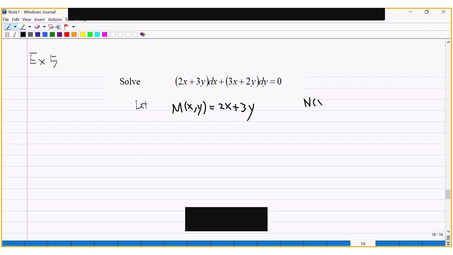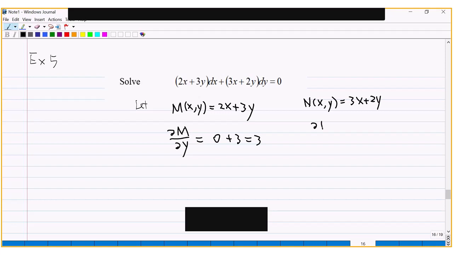Then N = 3x + 2y. Right, so hopefully this is exact. How do you know this is exact here? The first one is to differentiate the M with respect to y. What do you get? Differentiate with respect to y: 2x becomes 0, 3y becomes 3. So this is 3.